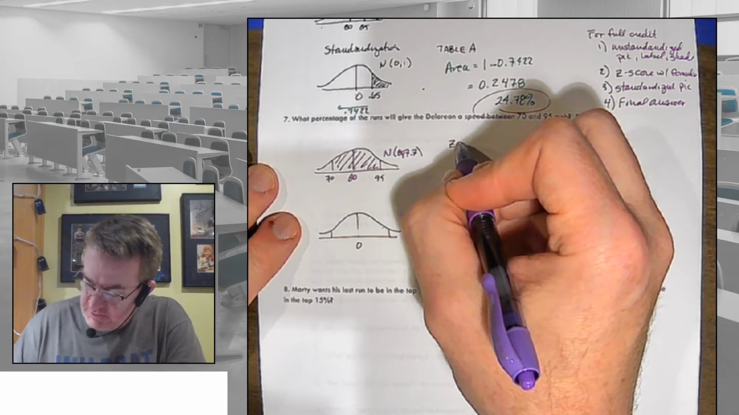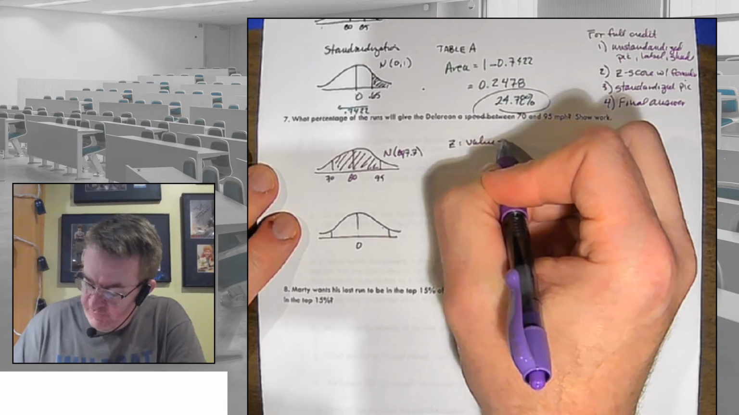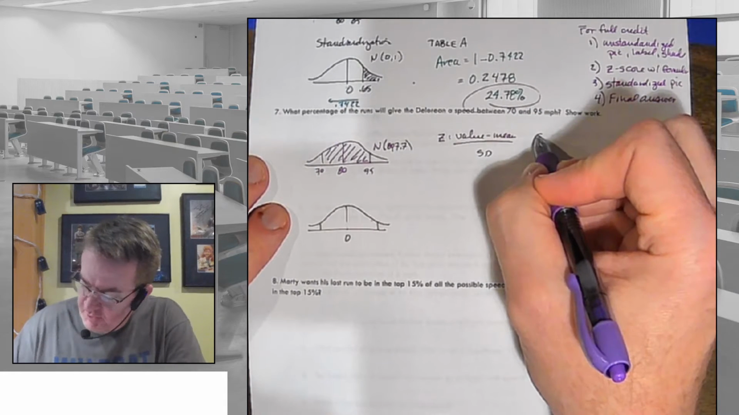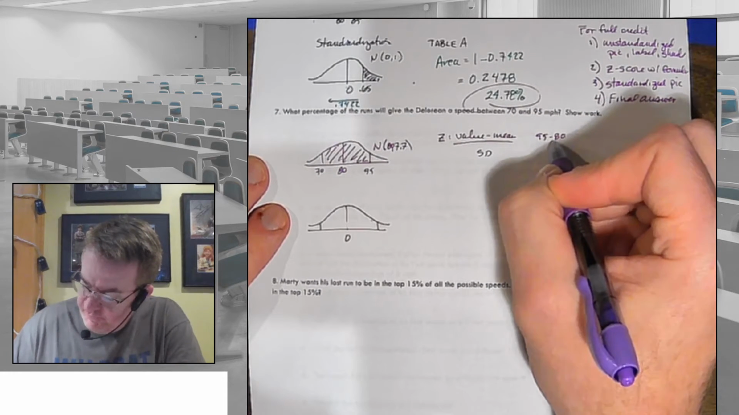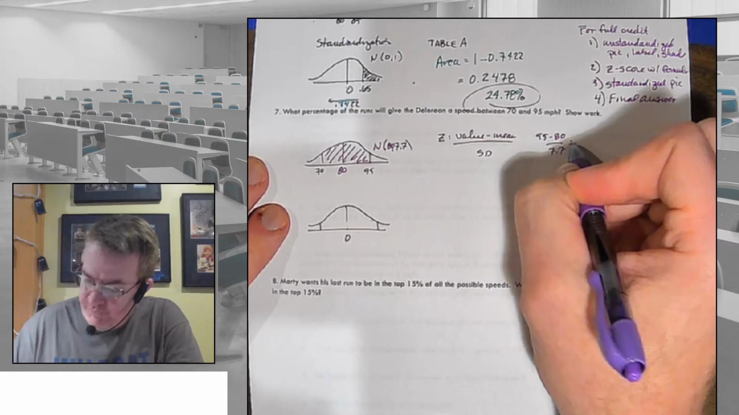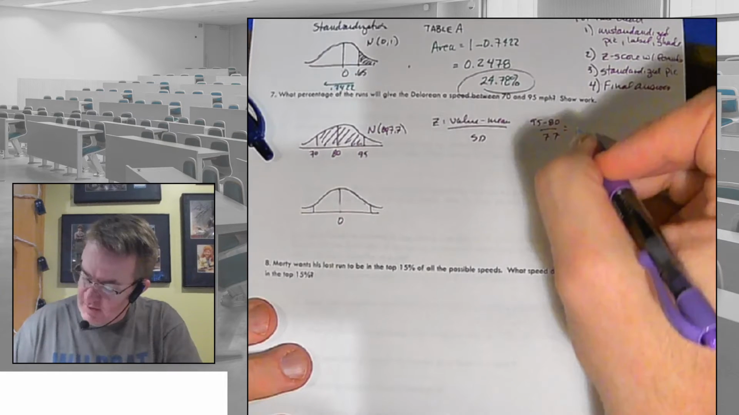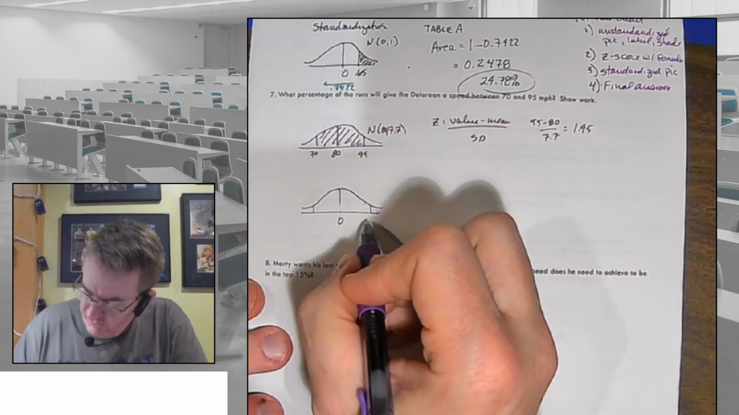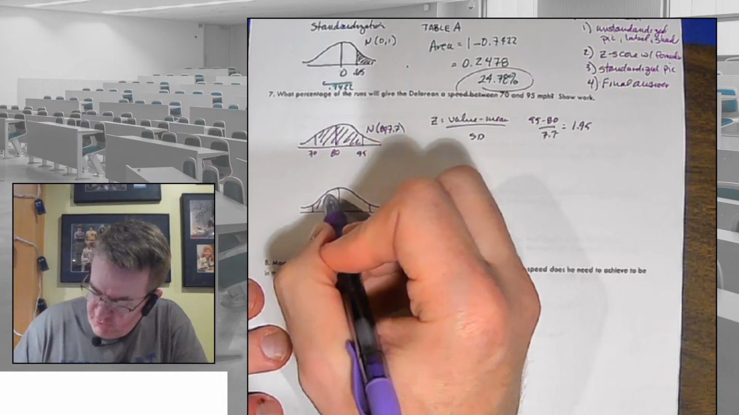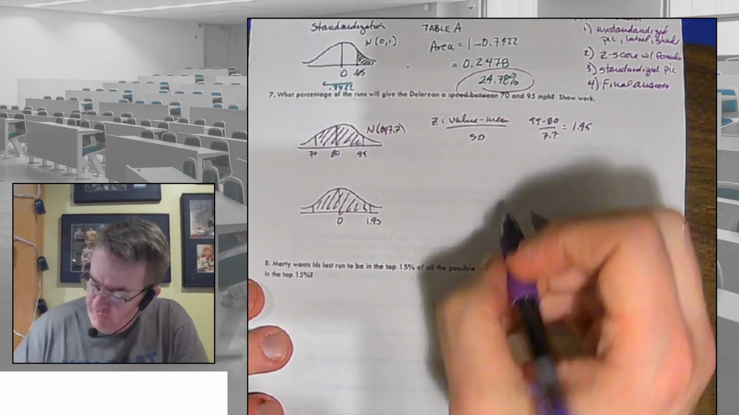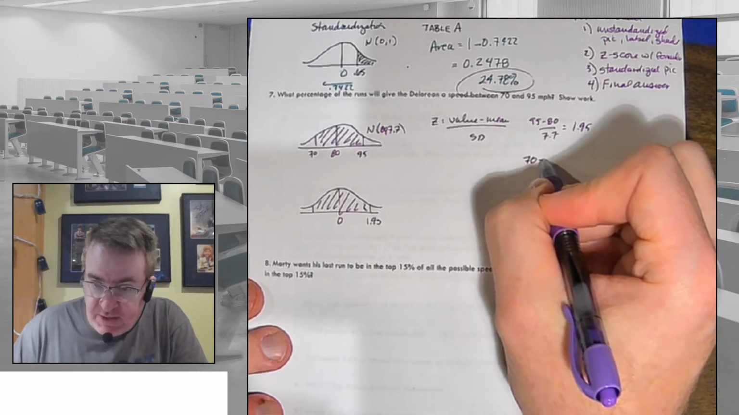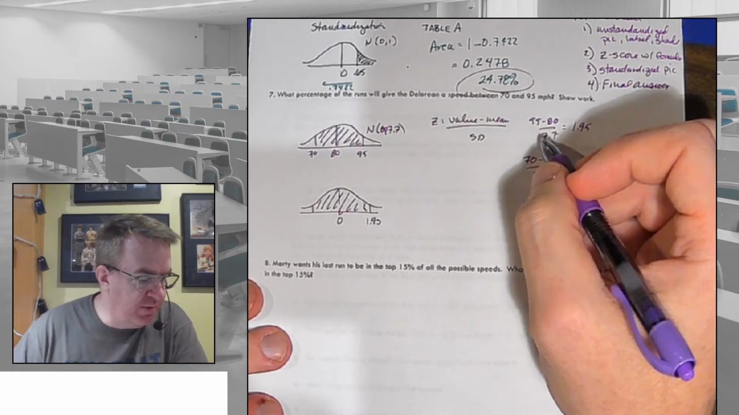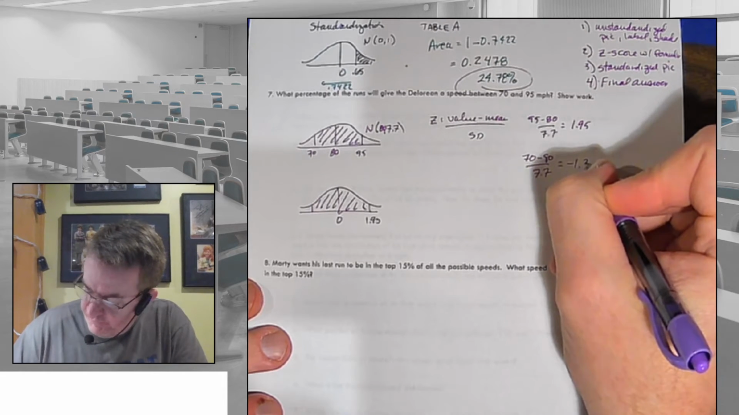Okay? So if you're going to do 2 z-scores in this one, again, you need to write this out. So we're going to say z is value minus mean divided by standard deviation. So for the first one, I'm going to go 95 minus 80 divided by 7.7. If I do the math with that, I get a 1.95. So that'd be down here. Then I've got the other one. I'm going to go 70 minus 80 divided by 7.7. And when you do that, you end up with a negative 1.30.